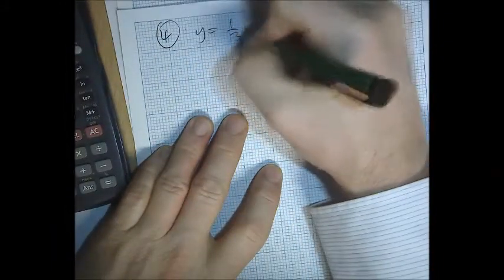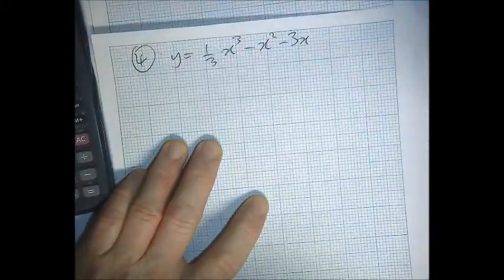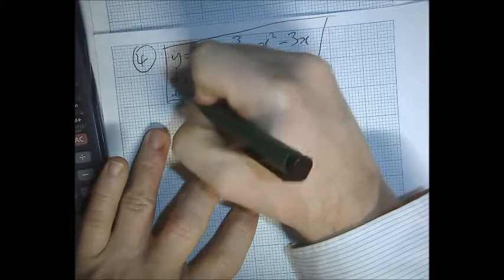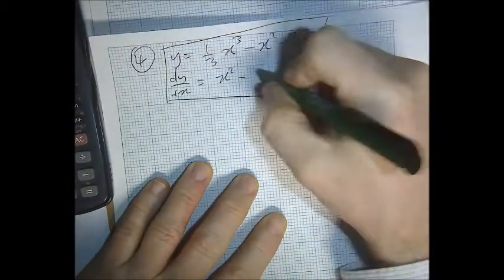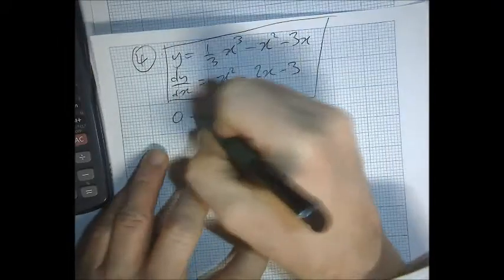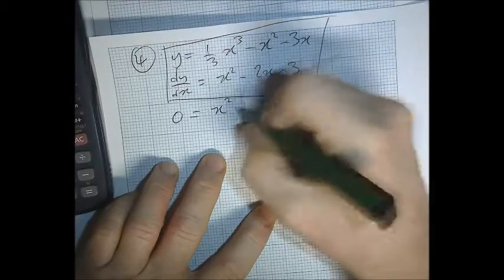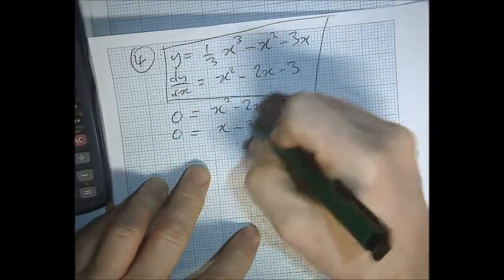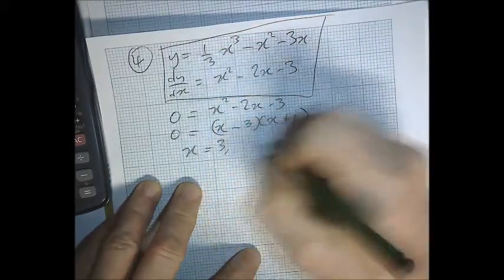Question number 4, another cubic. That's ready for calculus, so the box can be done straight away. To find where it's flat, put a 0 where dy dx is. Solve that by factorising. So it's flat at x equals 3 and x equals negative 1.